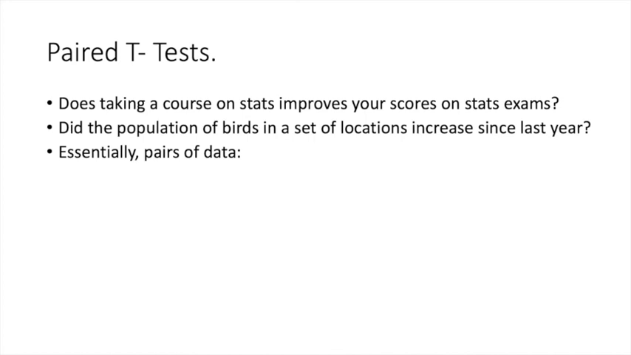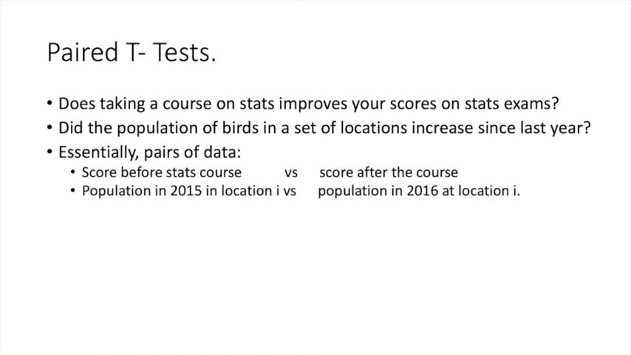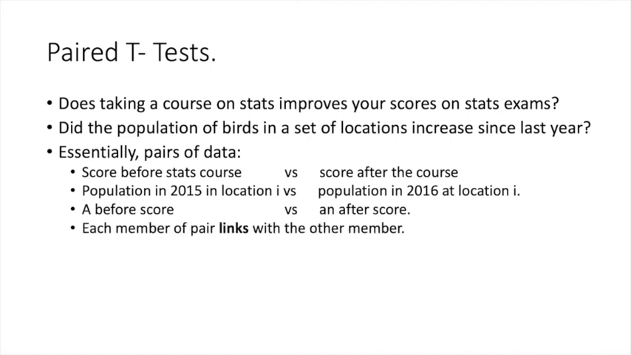Then you need two samples of before and after scores. And the members in these two samples are paired. For example, the score of each person in a class before taking a stats course is paired with the score after taking the course. Likewise, you can pair the population in an earlier year with the population the next year. So there's always a before score and an after score. Each member of the pair links with the other member.